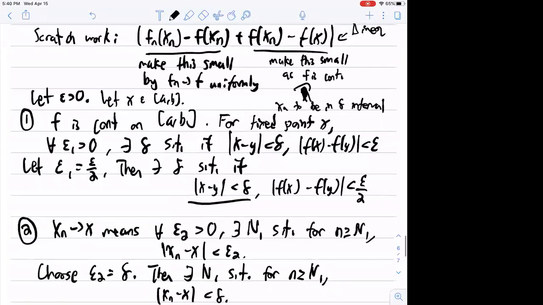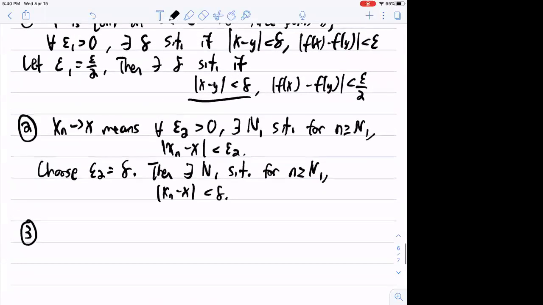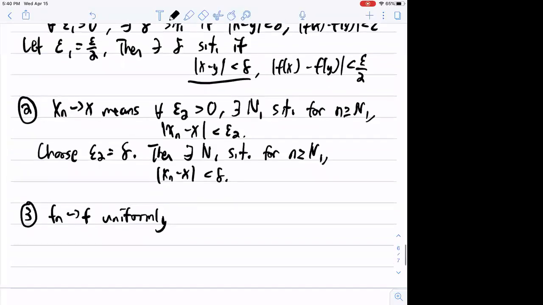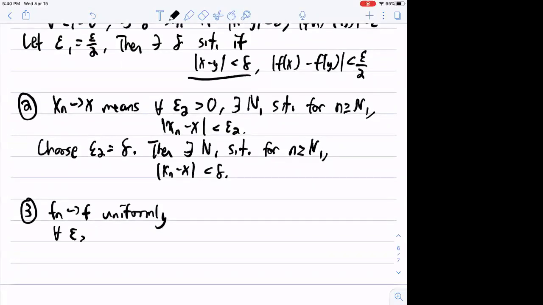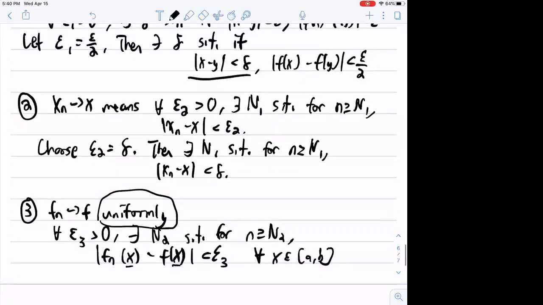Now 3. We need to work on this side too. So 3 is, we have that fn goes to f uniformly, right? So what does that mean? Let me write it again: for all epsilon 3 bigger than 0, there exists, I used n1, n2 such that for n greater than or equal to n2, fn of x minus f of x is less than epsilon 3. And this holds for all x in AB, because it's uniform convergence. It doesn't matter what the input is, as long as they're the same, as long as x and x.